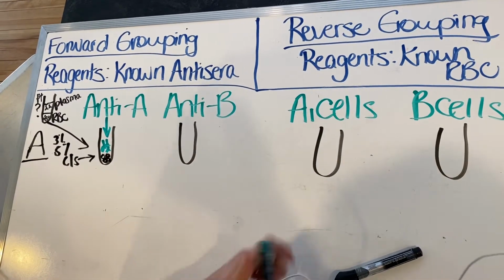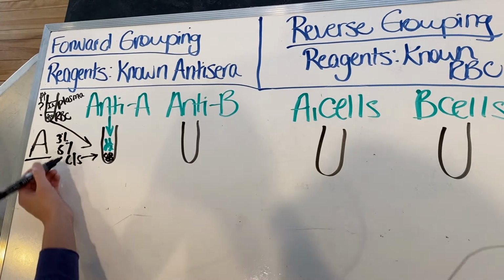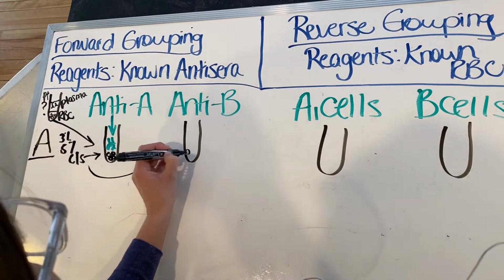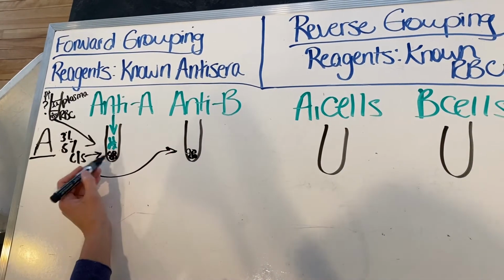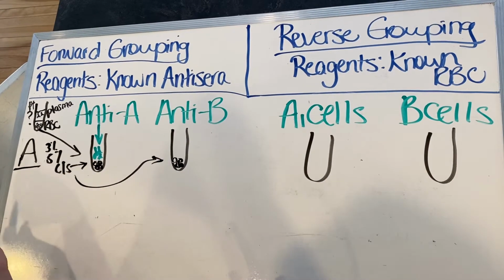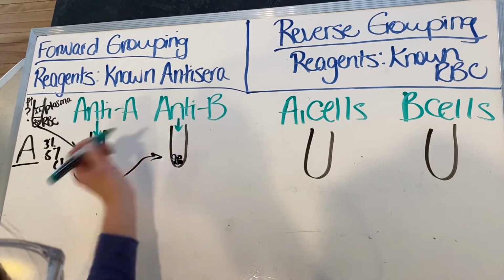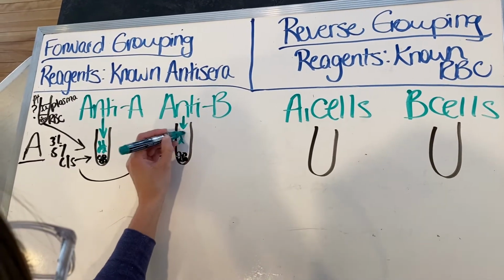Then we do the same thing in a separate tube for B. We take that patient's 3 to 5% cell suspension, and we put 1 drop in here, and they're going to have antigens. These 2 tubes have antigens on them. We just don't know which ones they are yet. Then we add our anti-B, known antisera, to this tube, which is antibodies.